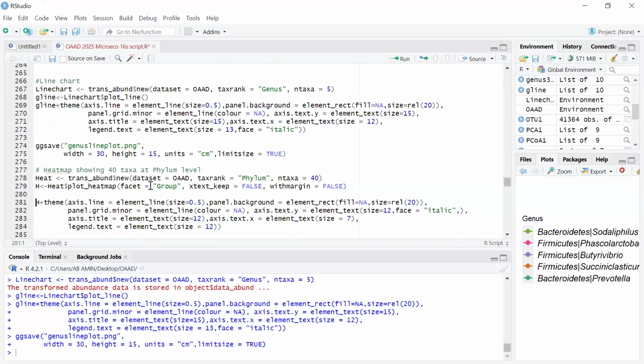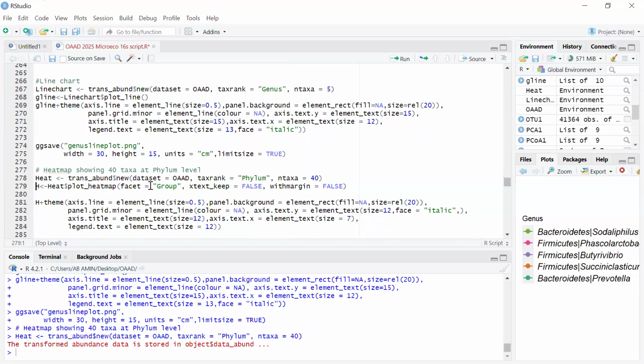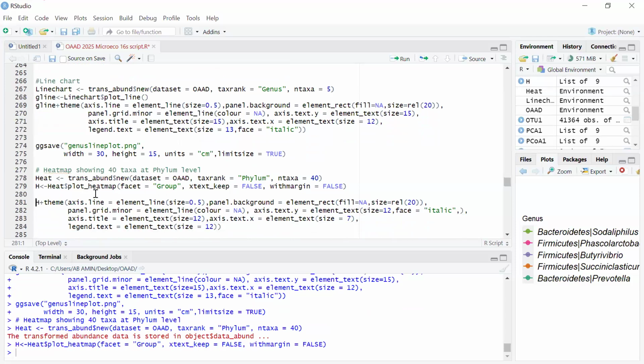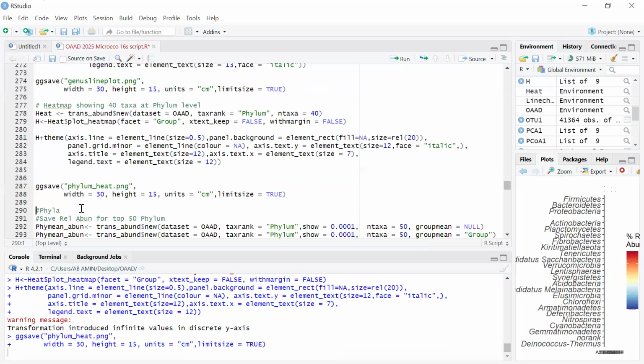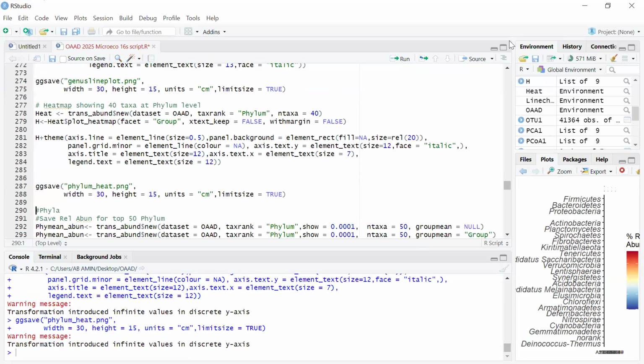So this is a heat map of the top 40 taxa at phylum level. Let me share that as well.